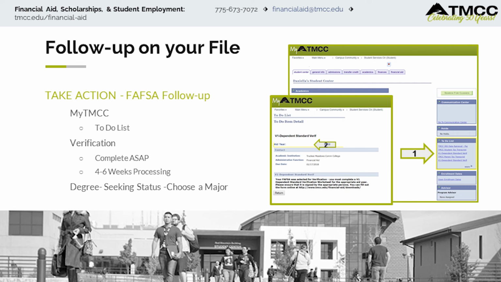However, students may also submit their documents by mail or email. When doing so, students must provide their full legal name, student ID number, and the aid year that is being verified. For privacy reasons, students emailing their documents must use their TMCC email account or the documents will not be accepted. The verification process may take between 4 to 6 weeks to complete, so it is encouraged that students complete this task as soon as possible.